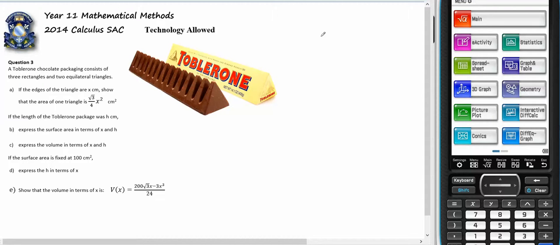This is for Year 11 Methods. It's the 2014 Chapter 6 SAC, and it's question number 3. A Toblerone chocolate packaging consists of 3 rectangles and 2 equilateral triangles.